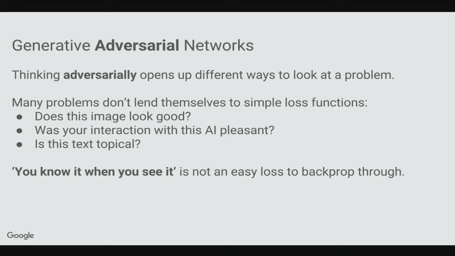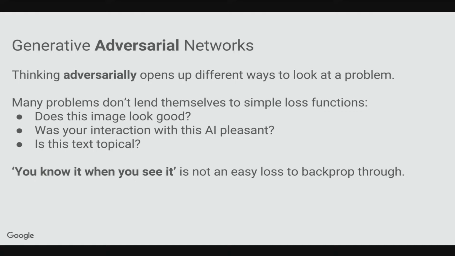The other side of this is the adversarial part, right? There are a lot of problems that don't lend themselves to a very crisp loss function. We used to really like having a nice loss function to be able to do supervised learning, right? Does this image look good? Was this interaction with this AI or this bot pleasant? Is this text topical for the topic of interest? All those questions that you might be asking from a model end up being of the nature of, you know it when you see it.